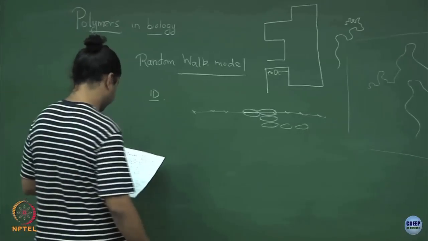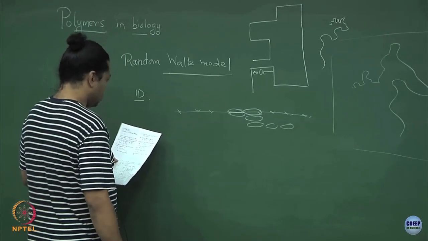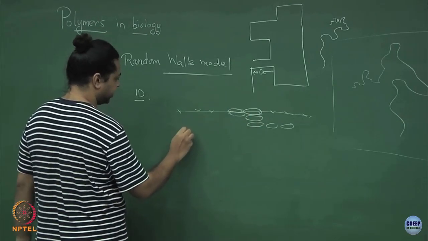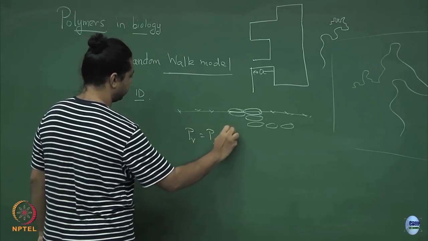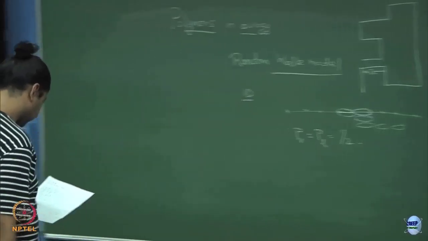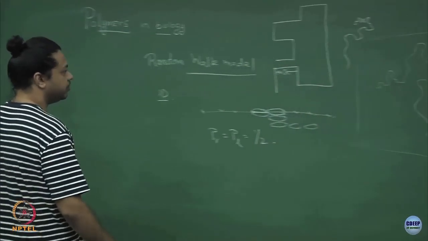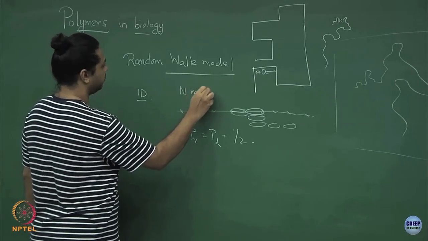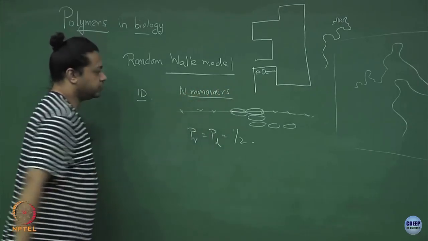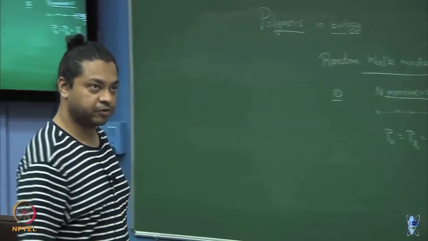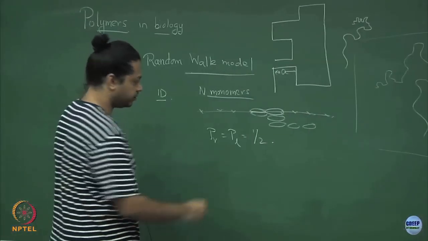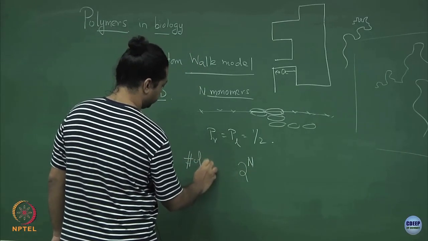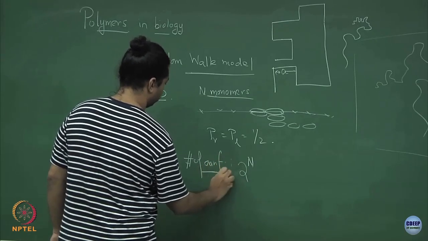So let us say that this polymer in 1D can take steps to the right or to the left, and let's say it takes steps with equal probability. So P_R equal to P_L is equal to half. And let us say this is a polymer with n subunits, so n monomers. So the number of configurations that are possible for this polymer is what? It's 2 to the power of n, right? So this is the total number of conformations, 2 to the power of n.